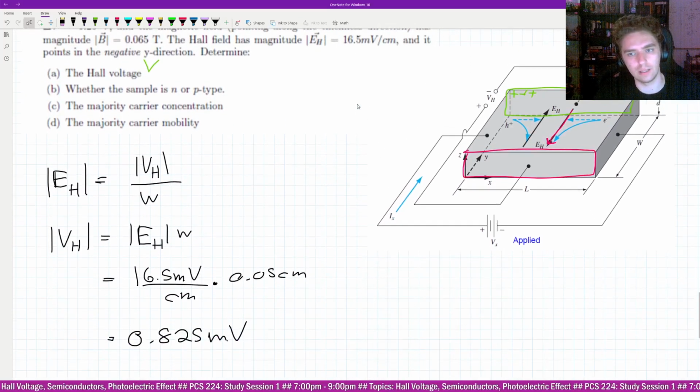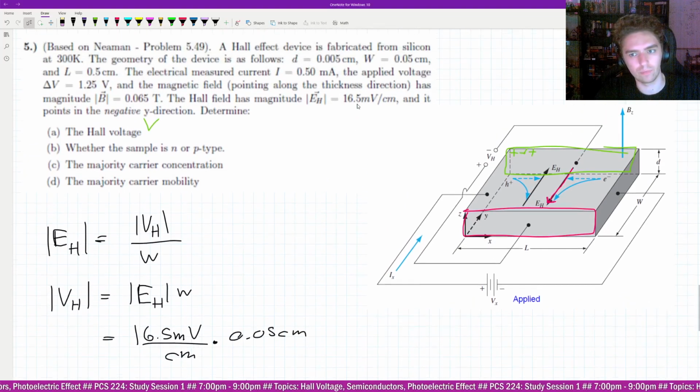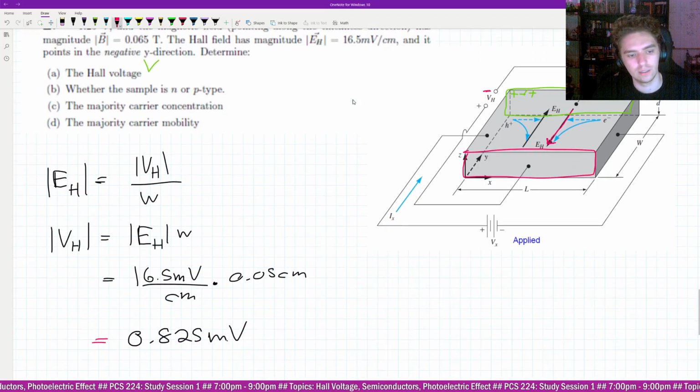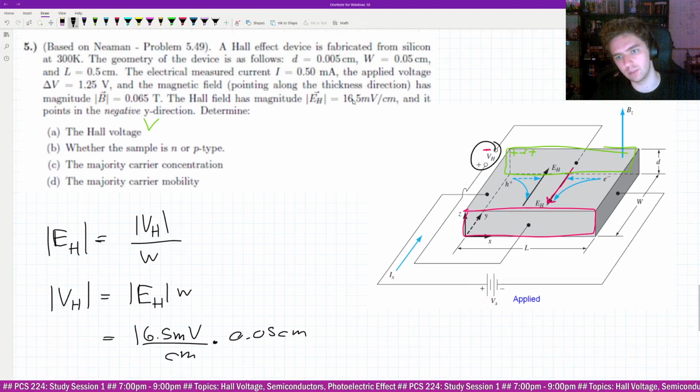Okay, so then there we go. We know that it's going this way, so that's the positive plate there. The negative terminal is attached to the positive plate. That means we're going to get a negative reading there, and again, that's because the negative terminal of V Hall is attached to the positive plate.